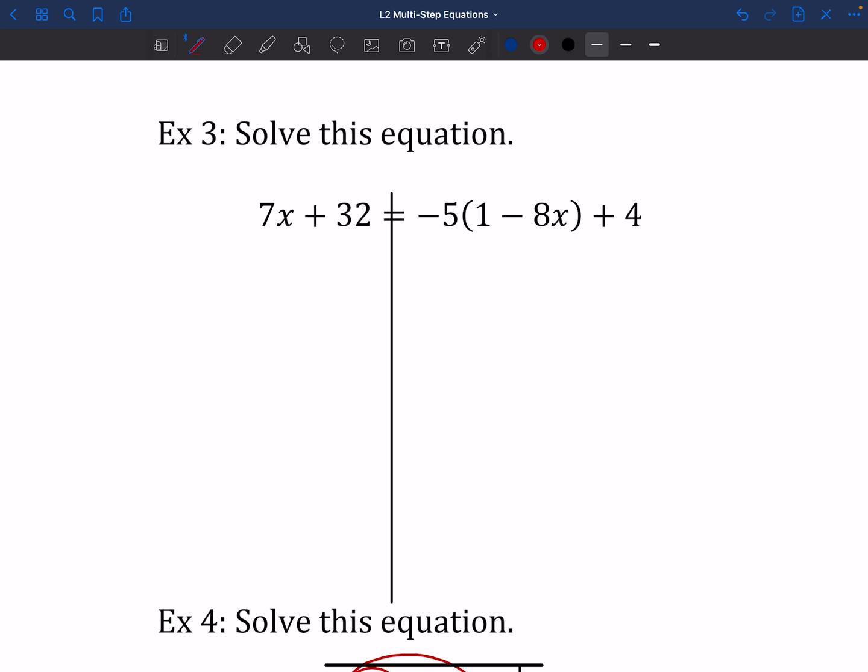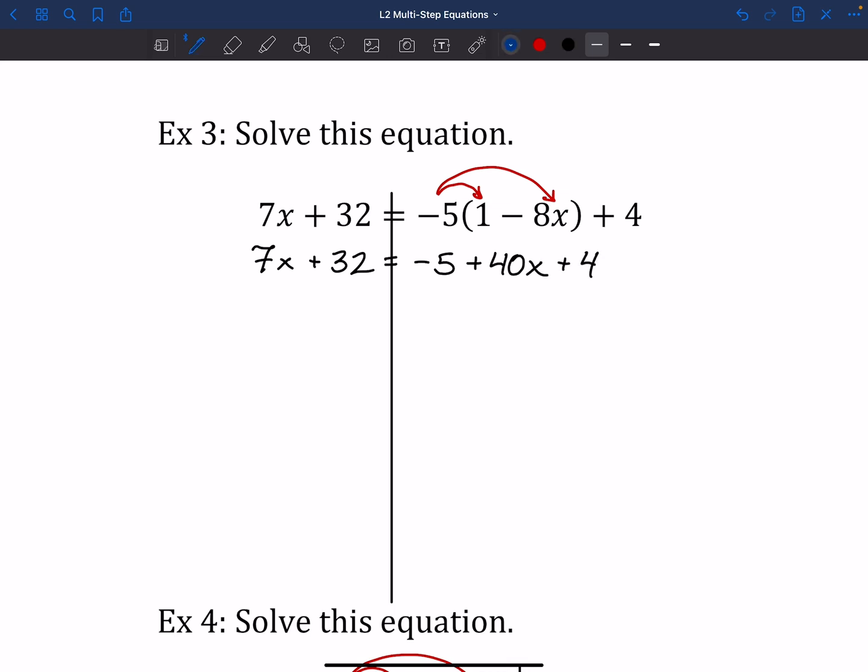So my first thing that I'm going to do is distribute this negative 5 into those parentheses. Be sure not to distribute that negative 5 to the 4, right? That is not in those parentheses, so we don't distribute to it. So I'm just going to bring everything else down that we're not doing with the distribution. When we distribute, negative 5 times 1 is negative 5. Negative 5 times negative 8 is positive 40, and then that x comes along.